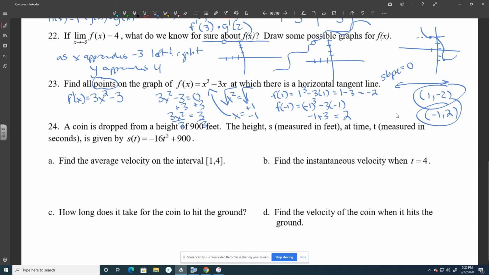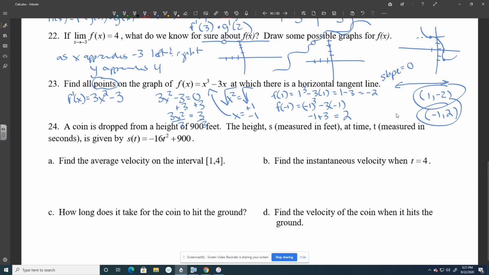This is the review. A coin is dropped from a height of 900 feet. The height is measured in feet, and the time is measured in seconds. But the height is given by this function. S of t equals negative 16t squared plus 900. Find the average velocity on the interval 1, 4. So between 1 second and 4 seconds, what is the average speed of this coin?